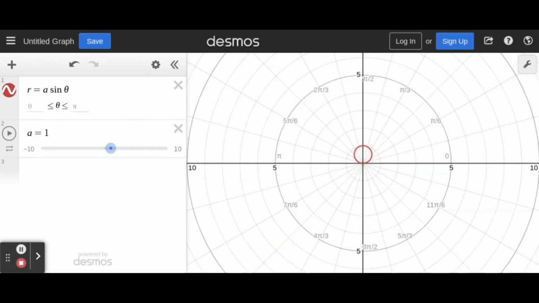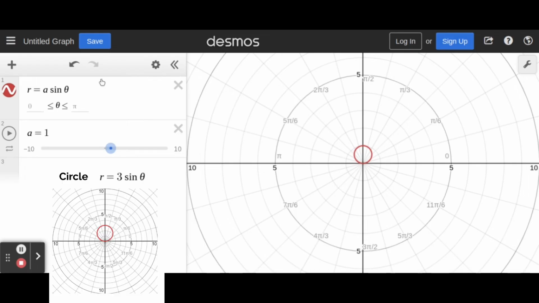All right, now that we have a little experience graphing these things the old-fashioned way, let's try to memorize what they look like. At the very beginning, we graphed a circle. I believe it was something like 3 cosine theta, and it ended up looking like a circle over here. First things first, a circle is going to be something in the form r equals some number times either sine or cosine.